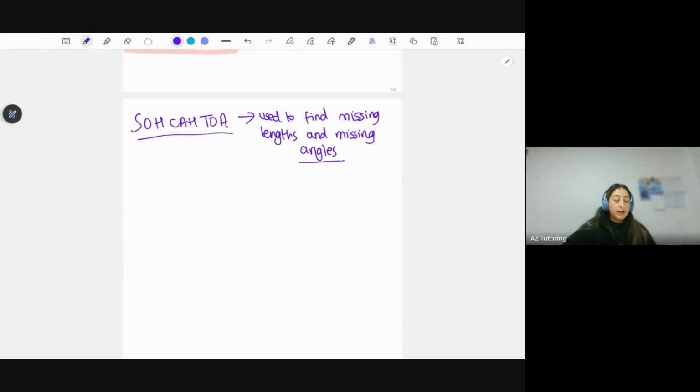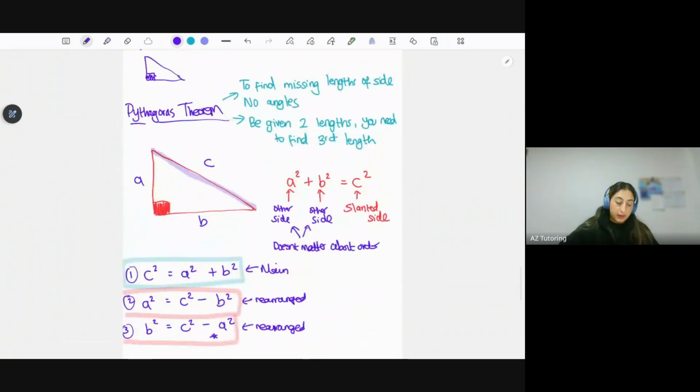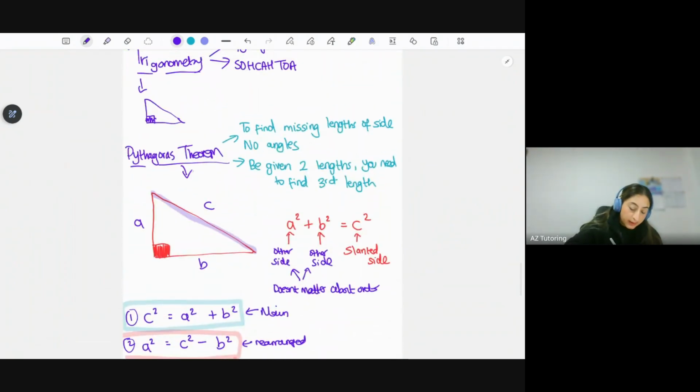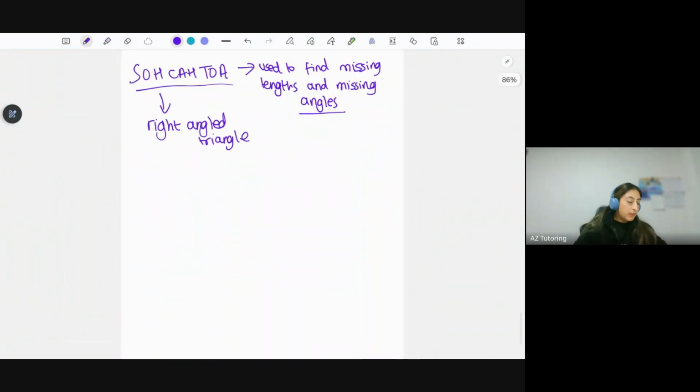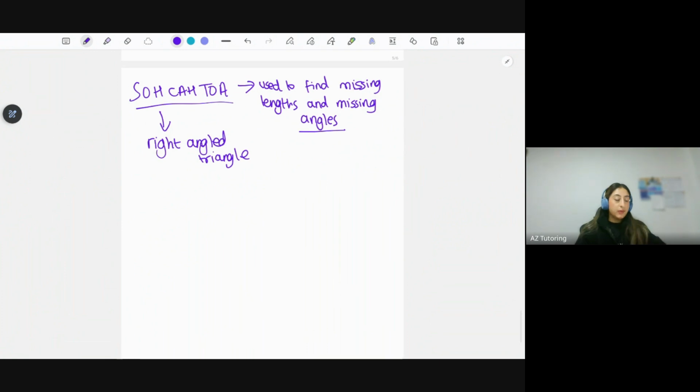And it has to be a right angle triangle again. The non-right angle triangle is the highest stuff. So let me just write down: it has to be a right angle triangle. There you go. So that's when SOHCAHTOA is used. Now let's go through what SOHCAHTOA actually means.